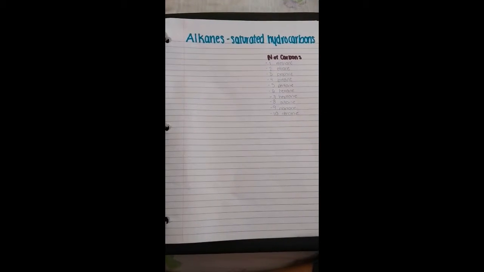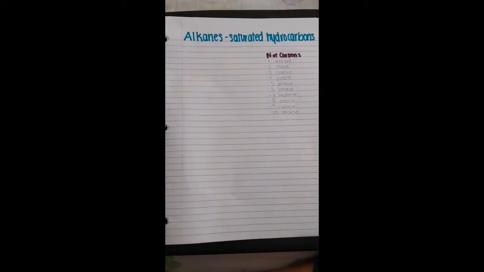When it is a single bond, it's an alkane. When it's a double bond, it's an alkene. And when it's a triple bond, it's an alkyne. When it has a particular smell, it's an aromatic. Today we are going to learn the steps to name alkanes.